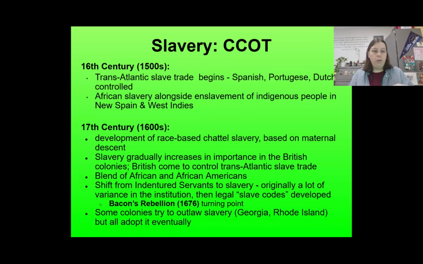So we're going to see that evolve if you continue to watch these videos over a series of slides that look like this. So here we have the 1500s and the 1600s, or the 16th and 17th century, as far as some major things to know about the institution of slavery in the Americas.